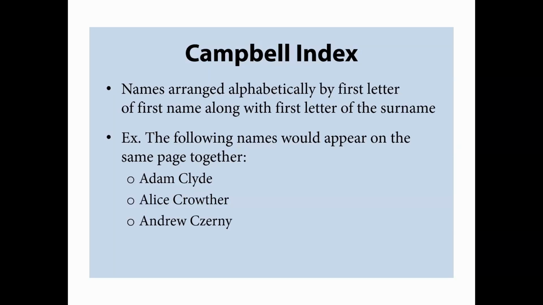Next type of index is the Campbell index, which we alluded to earlier. With the Campbell index, you take the first letter of the first name along with the first letter of the surname, and they're grouped together. So for example, we want to put all of the last names that start with C and all the first names that start with A, and that is really maybe one of your first groupings within the letter C. So that's going to be Adam Clyde, Alice Crowther, Andrew Cerny.